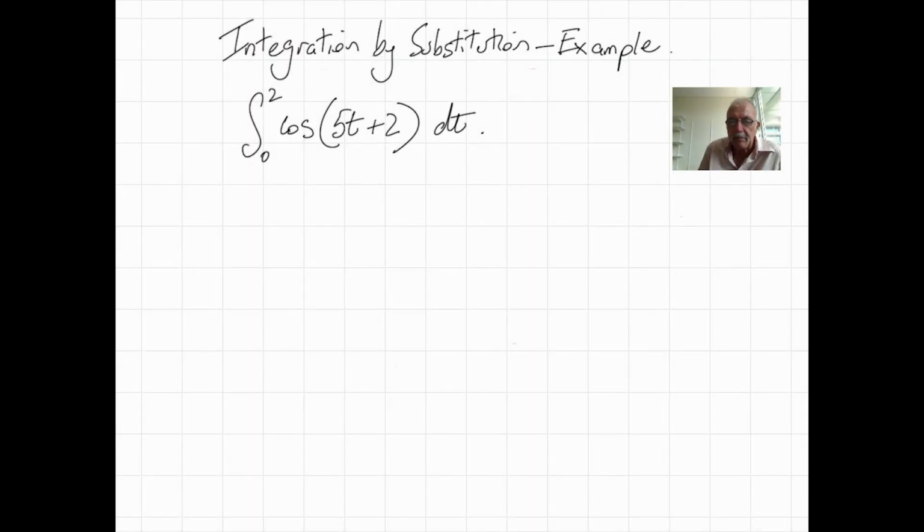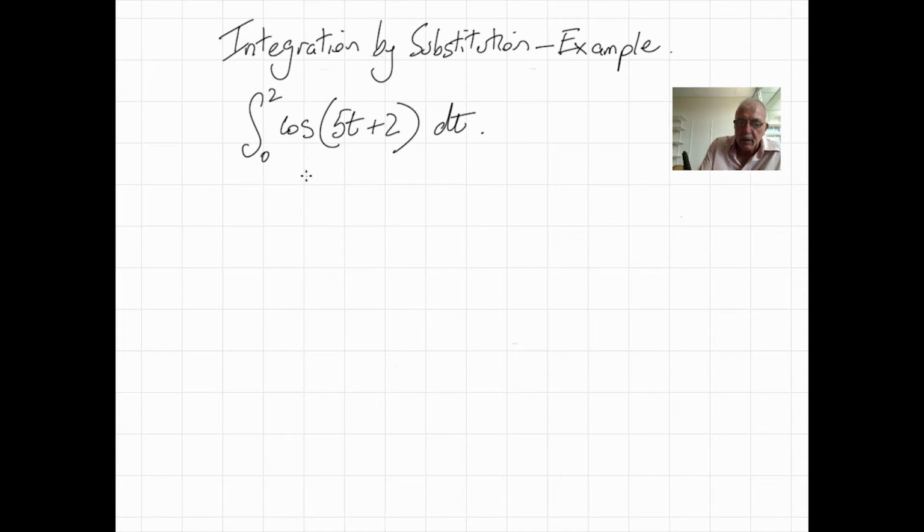Another example here of doing integration by substitution. How do we know we've got to use substitution? Well, we've got a function which is cos, and then here we've got another function. So we've got a function of a function. And when we get that situation going on, we try and simplify by letting u equal one of the functions. So here, if we let u equals 5t plus 2, that would certainly simplify our integration.